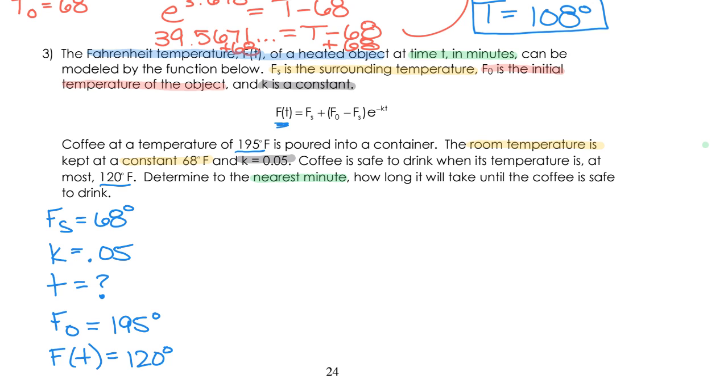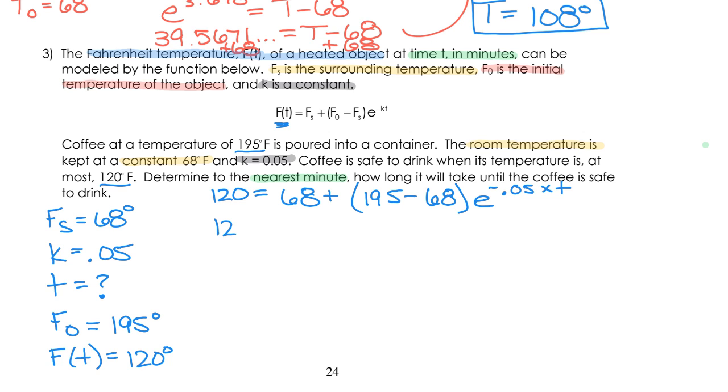All right, let's go ahead and plug into our formula. And so F of t is going to become our 120. Keep the equal sign. F sub s, it's hard for me to say, is 68. Keep the plus sign. Parenthesis. F sub 0 is 195. Minus F sub s, which is 68. Keep the e. Keep the negative. k is 0.05 times t, which we don't know. All right, so that's what we get after plugging in.